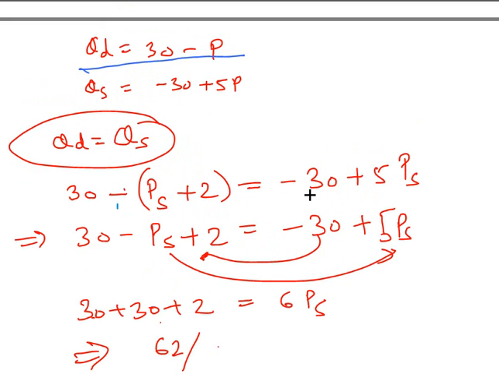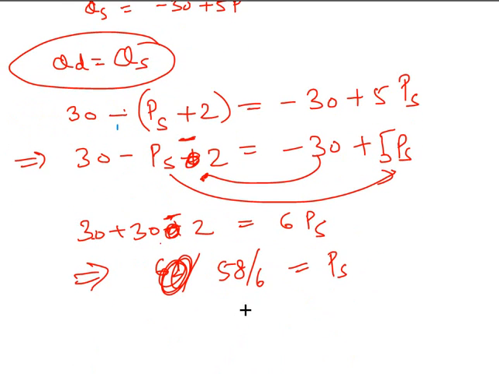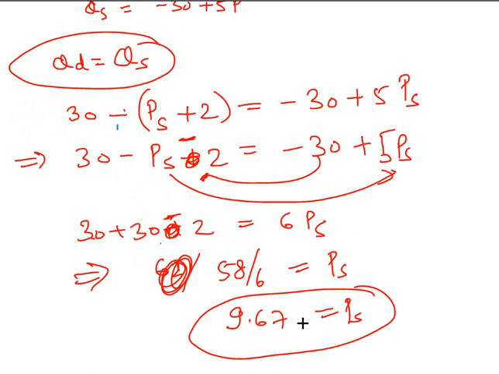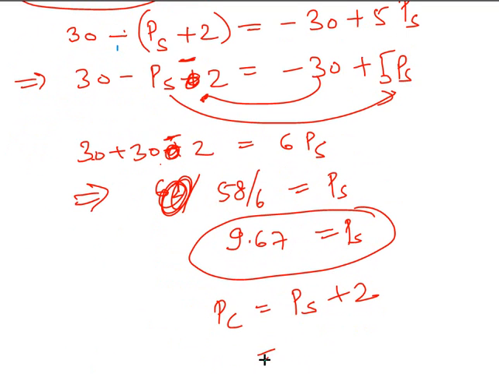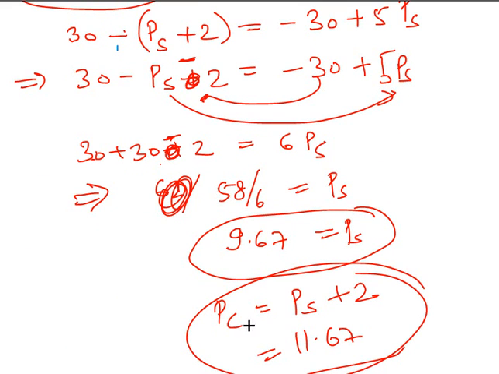Sorry, this should be minus PS minus 2. So this will be minus 2. This will be 58 by 6. So the price that the supplier will get is 58 by 6, which is nothing but 9.67. Exactly the same as the last time, and the price that the consumer will pay will be supplier plus 2, which will be 11.67. So we will not feel any difference, right?